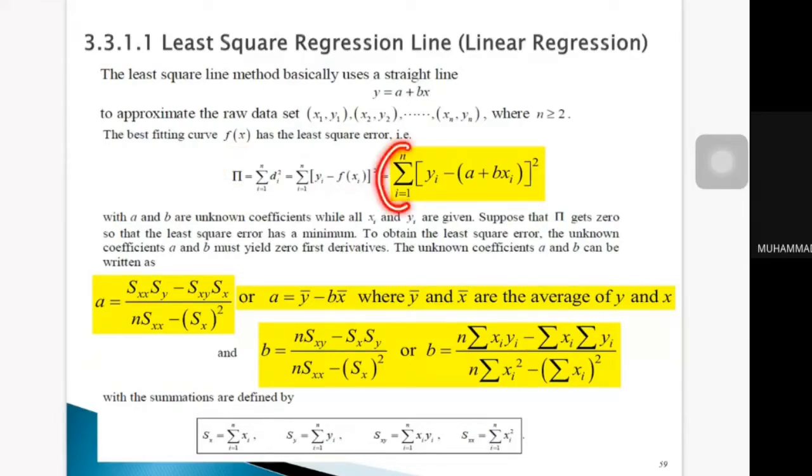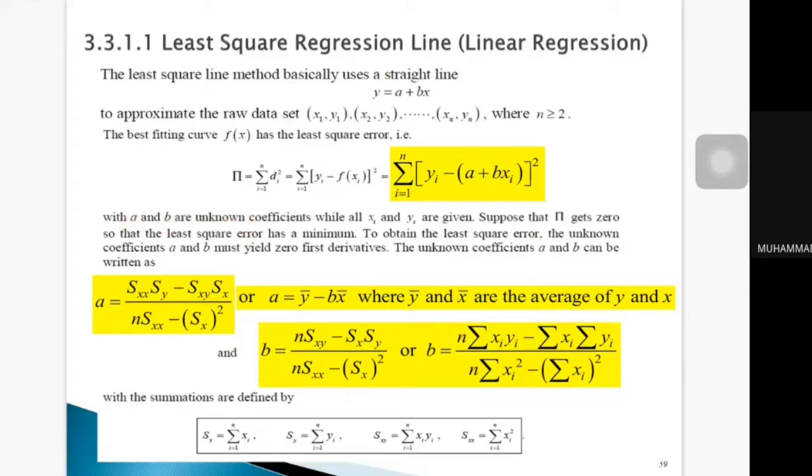This sigma indicates summation from i = 1 to n of (yi − (a + bxi))², with a and b being unknown coefficients, while xi and yi are given. So xi and yi are all the points in the given raw data set. So how to find a and b, the unknown coefficients?